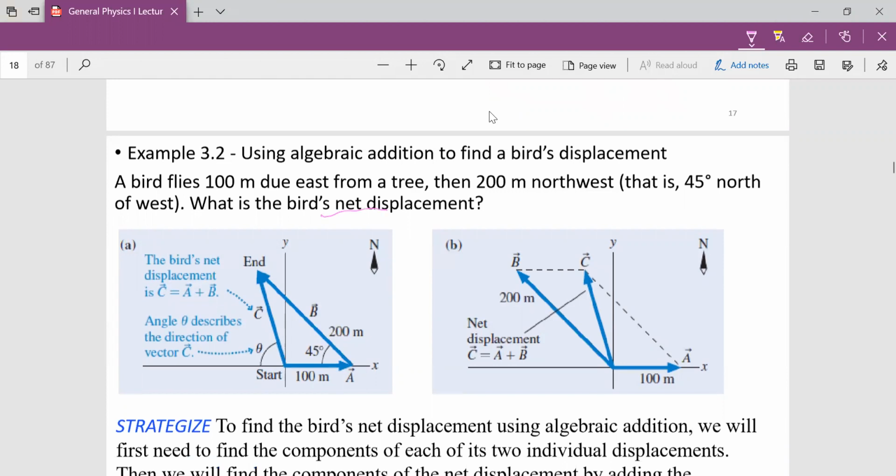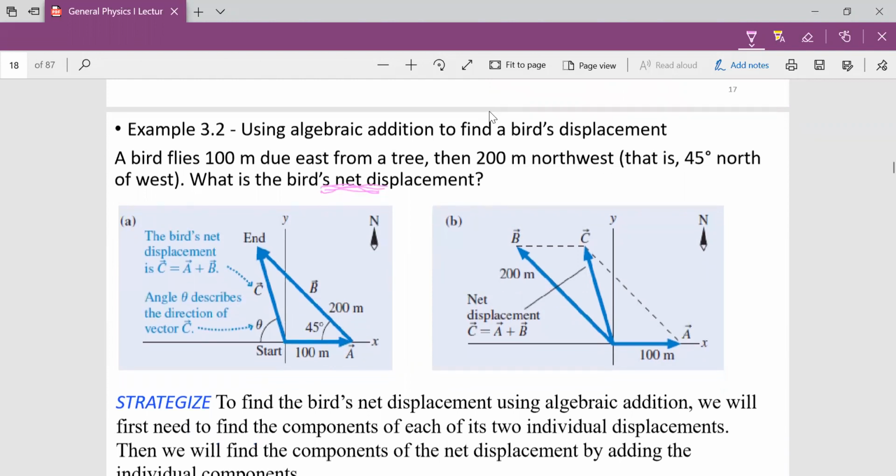That is, what would be the resultant vector for this description? So let's try to picture the bird's motion. The bird was moving to the east. East, you know, your north, east, south, west. So it was moving 100 meters to the east. Then at angle 45, it changes direction to where? Northwest, and moves 200 meters.